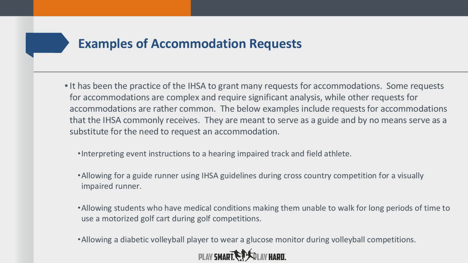But interpreting event instructions to a hearing impaired track and field athlete may be a request, or having someone out there who will give them a visual cue to start a race in track and field. Another one, allowing for a guide runner using IHSA guidelines during cross-country competition for a visually impaired runner. Allowing students who have medical conditions, making them unable to walk for long periods of time, to use a motorized golf cart during golf competitions. And then, as I mentioned before, allowing a diabetic volleyball player to wear a glucose monitor during volleyball competition.